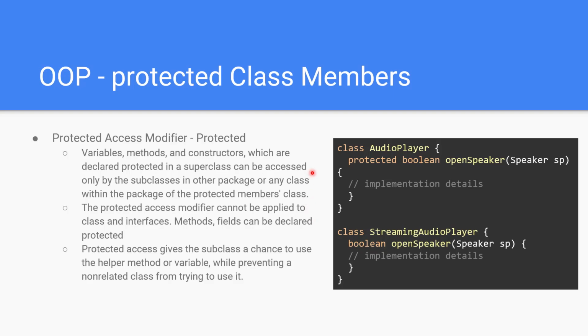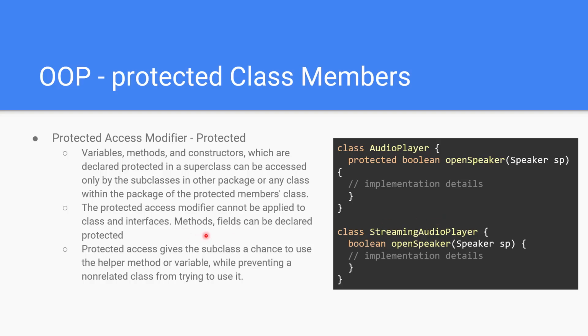And again, here is protected. So we can see here we have a protected method here, and variables, methods, and constructors which are declared as protected in a superclass can only be accessed by the subclasses in another package or any class within the package of the protected class member. So any other classes that are within the same package as audio player can access this method here, the open speaker. The protected access modifier cannot be applied to classes and interfaces.